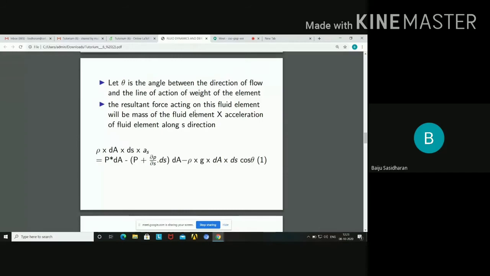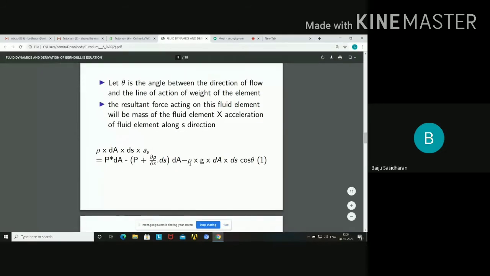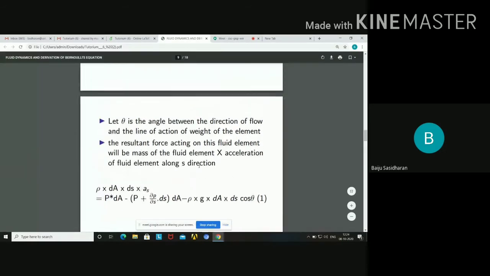So the resultant force acting on this fluid element will be the mass of the fluid element into the acceleration of the fluid element along the S direction. The resultant force is equal to the net force on the fluid element. So what is mass into acceleration? dA into ds is the volume, volume into rho is the mass. That mass into acceleration, that is as, is equal to P into dA minus P plus dou P by dou S into ds into dA, that is along that direction, minus, you see in the figure.